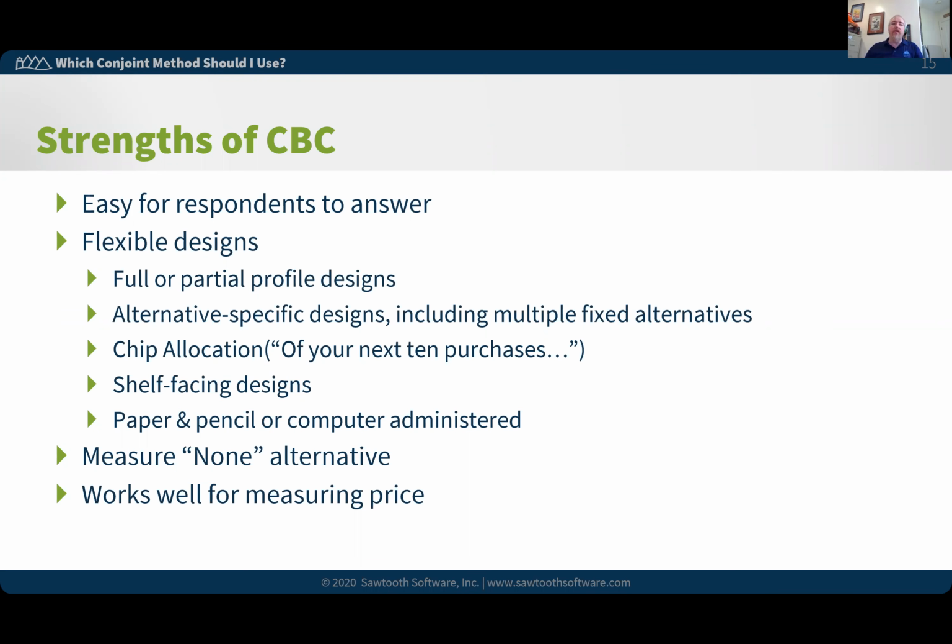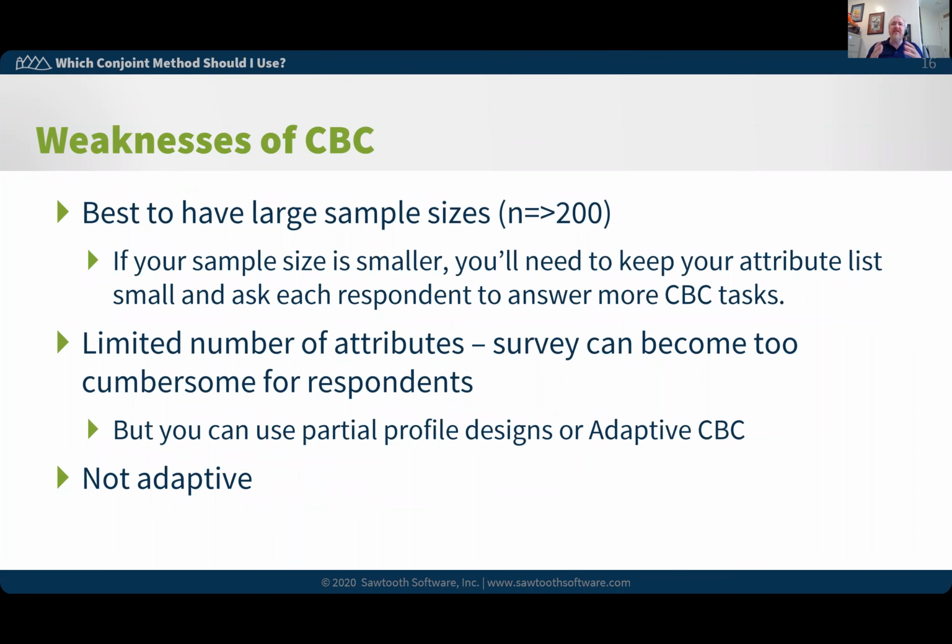Okay, there are some weaknesses of CBC. So we see CBC used a lot in the real world. Probably 80% of our conjoint studies out there are done using CBC or CBC related methodologies. It's best to have large sample sizes. So typically when we're looking at these things for consumer research, we're typically looking at 200 respondents or more. For healthcare pharmaceutical studies, usually we're looking for 125, 150 respondents or more.